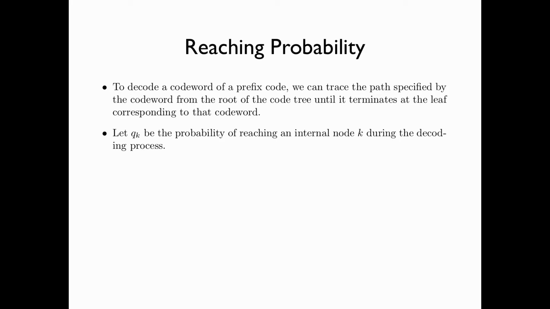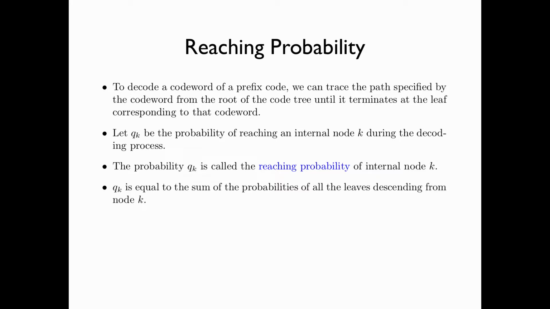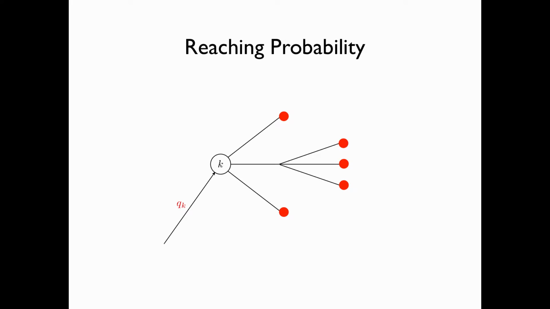Let c_k be the probability of reaching an internal node k during the decoding process. The probability c_k is called the reaching probability of internal node k. Evidently, this probability is equal to the sum of the probabilities of all the leaves descending from node k. Here is an illustration of the reaching probability c_k of an internal node k when D is equal to 3. Clearly, c_k is equal to the sum of all the probabilities of the codewords descending from node k, which are marked in red.